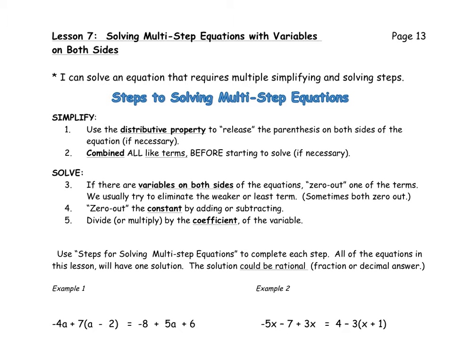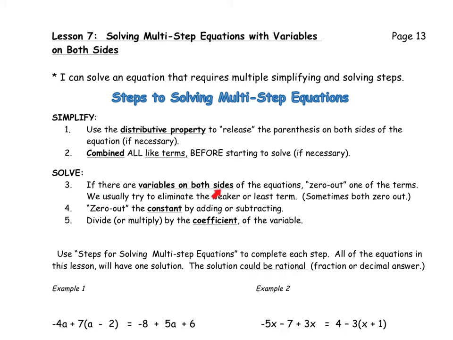Our goal is to have on each side one term that has a variable in it and one term that is just a constant. We want to gather everything up so that we have a term with a variable and a term with a constant on each side. Sometimes we don't have those two terms on both sides. We might just have one. Then we're ready to solve.